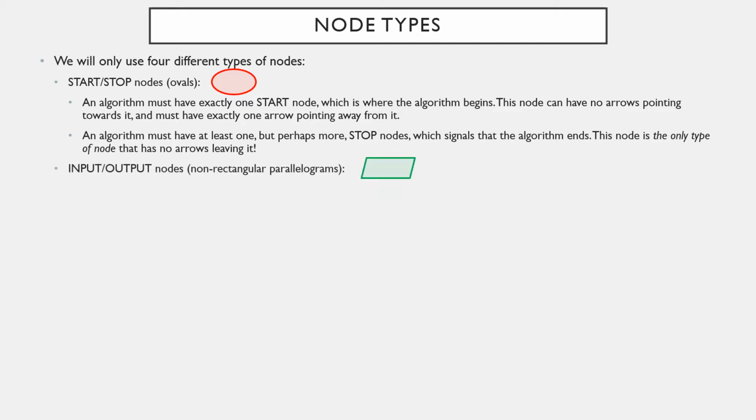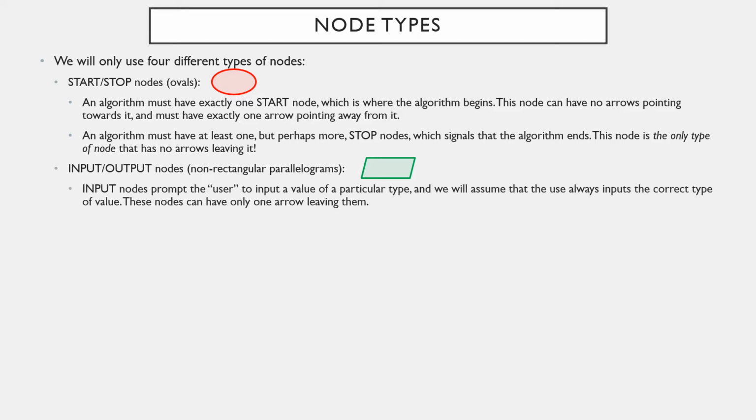There are input-output nodes. We use parallelograms that aren't rectangles, and we're going to color them green. So input nodes prompt the user to input a value of a particular type, and we're going to assume that the user always puts in the correct type of value. For example, if it's labeled that it's supposed to be a whole number, you get to assume that the user does that. There's only one arrow leaving them. Output nodes will output some sort of value, and they also have one arrow leaving them.